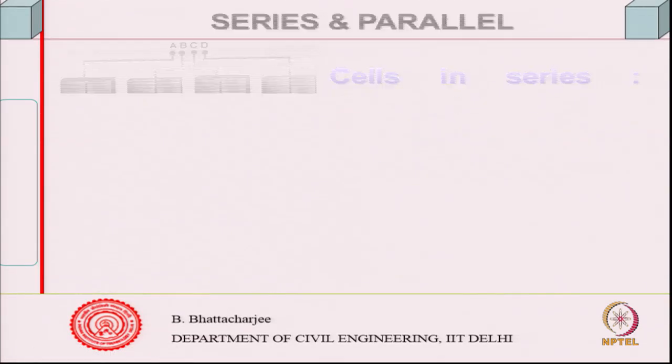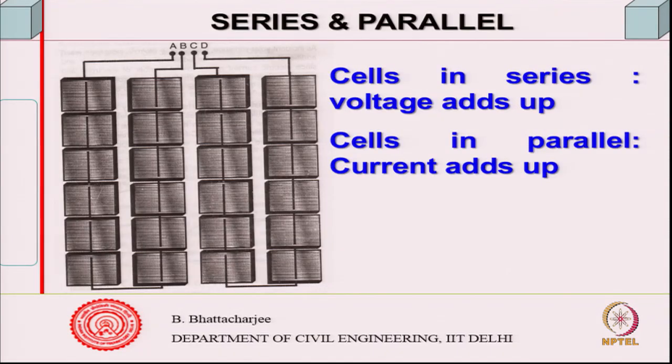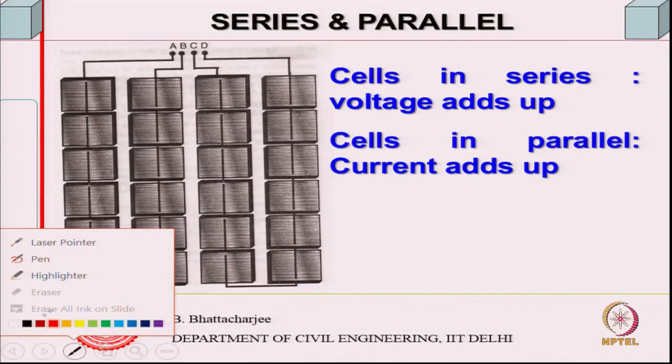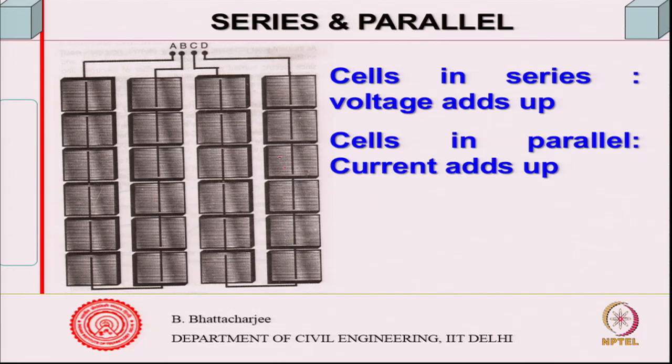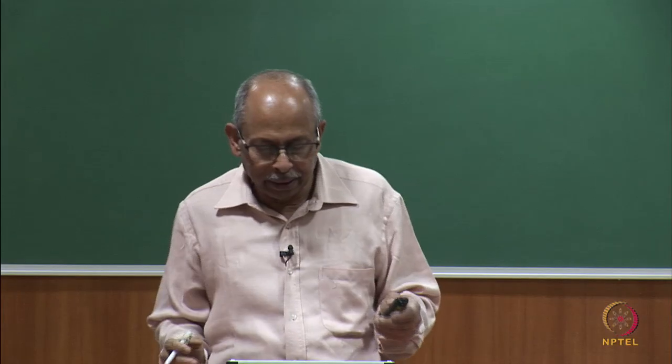So, for cells in series, the voltage adds up, and for cells in parallel, the current will add up. As you can see, this is all in series, CD, AB, they are in series. So, the total voltage will be from the number of them you have added, and the total current would be the sum from all of them. This depends upon the layout of your cells overall.